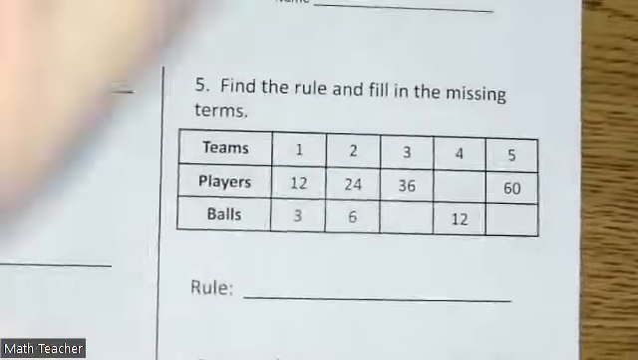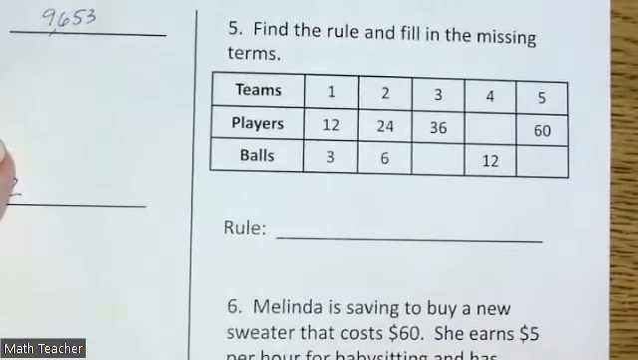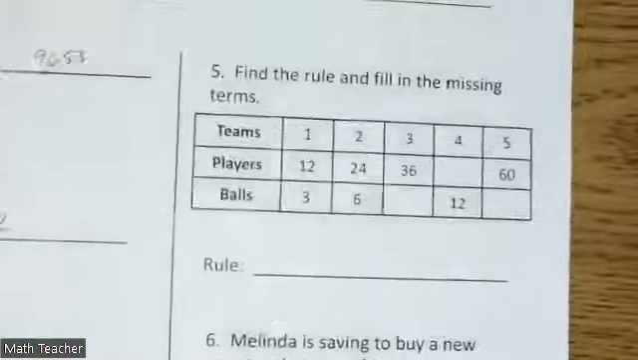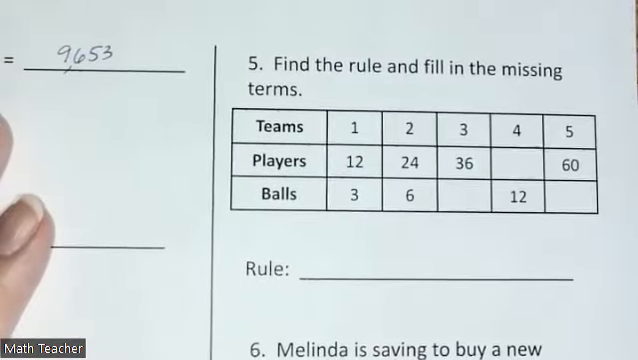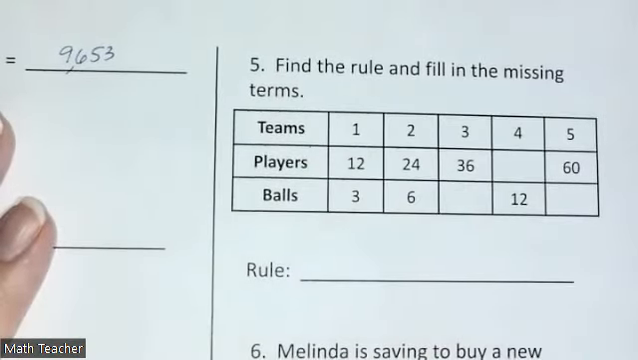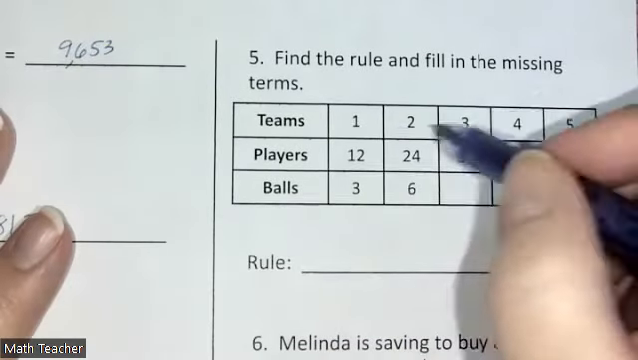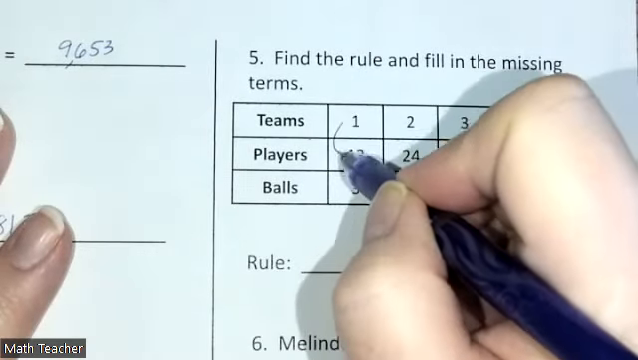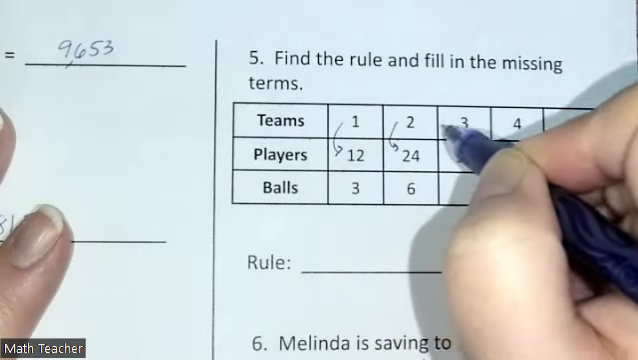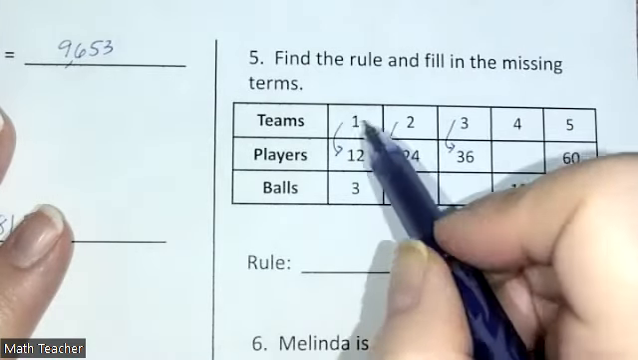Number 5, find the rule and fill in the missing terms. Okay, so I want to find the rule to help me and then fill in the missing terms in the boxes. So from team to players. So I see this relationship 1 to 12. Okay. I'm just going to carry that on.